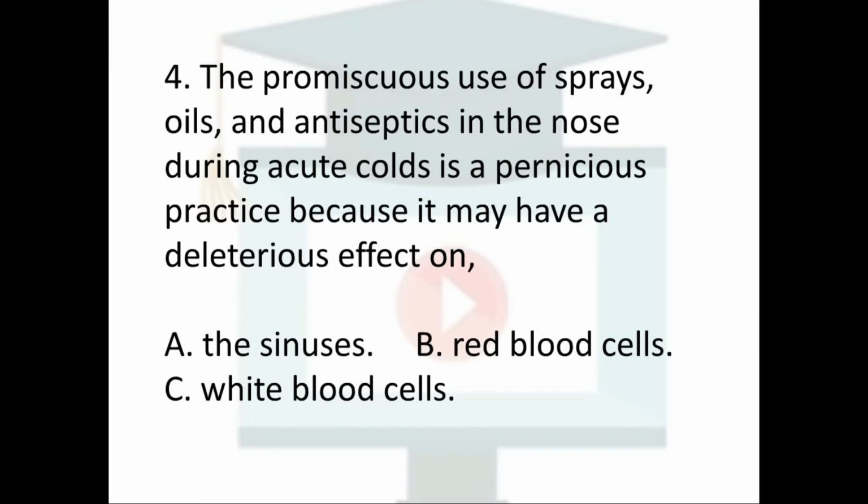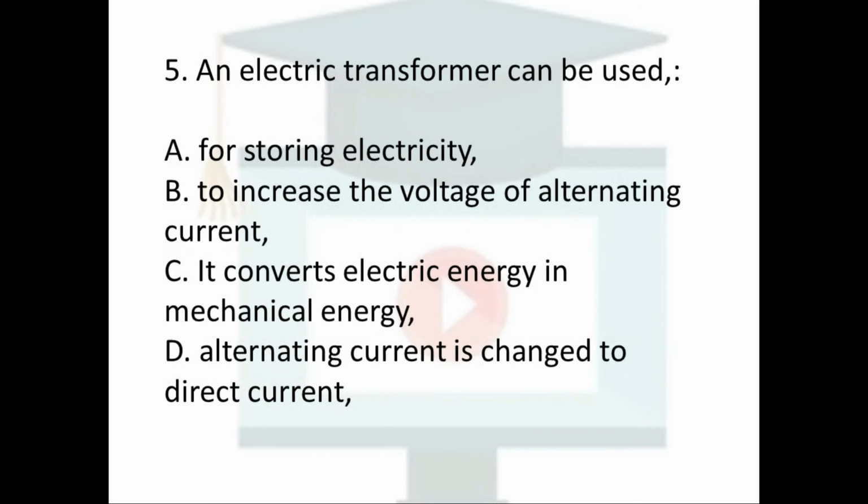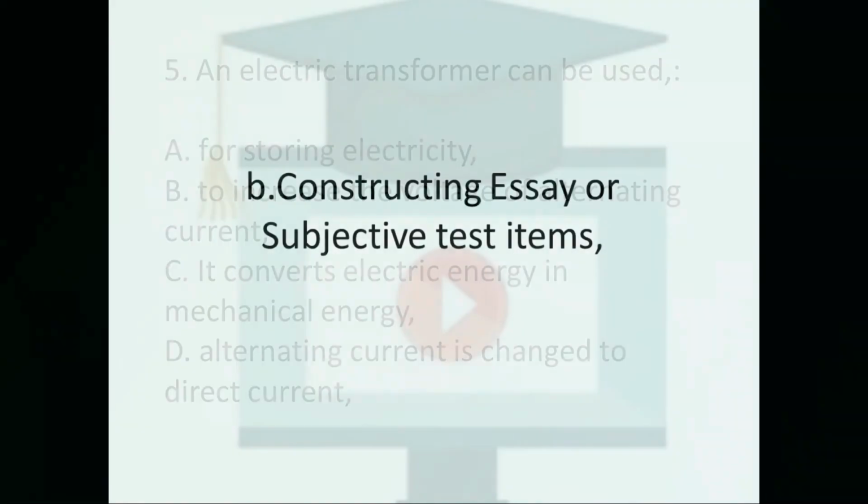4. The promiscuous use of sprays, oils, and antiseptics in the nose during acute colds is a pernicious practice because it may have a deleterious effect on: A. The sinuses, B. Red blood cells, C. White blood cells. 5. An electric transformer can be used: A. For storing electricity, B. To increase the voltage of alternating current, C. It converts electric energy into mechanical energy, D. Alternating current is changed to direct current.